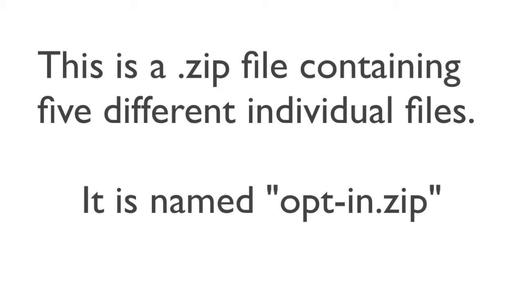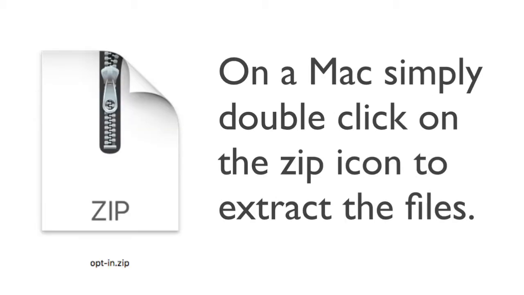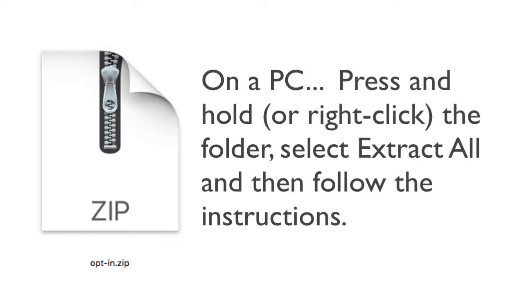It's a zip file, and I'm sure you know what that means, but zipping a file allows you to put a bunch of files into a single container, and it's called opt-in zip. Right here, if you're on a Mac, I use a Mac, you can simply double click on that zip icon to extract the files. On a PC, I'm not a PC guy. I just looked it up, I Googled it. I guess this is what you do to open a zip file.